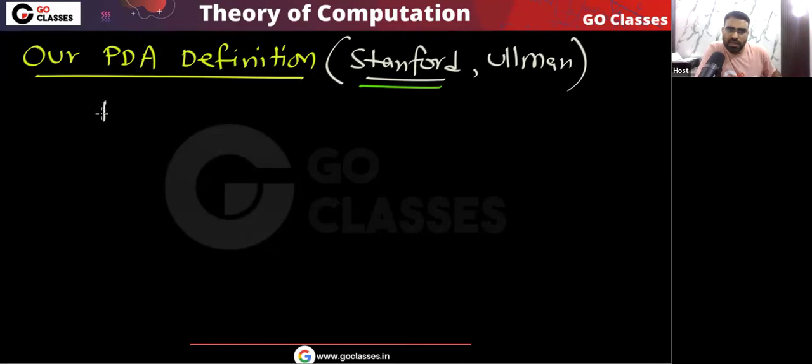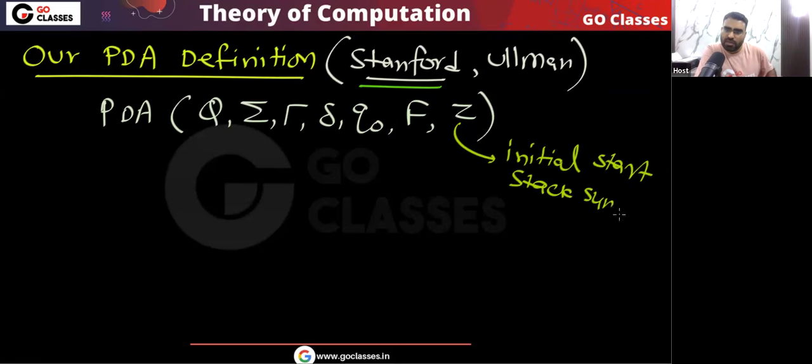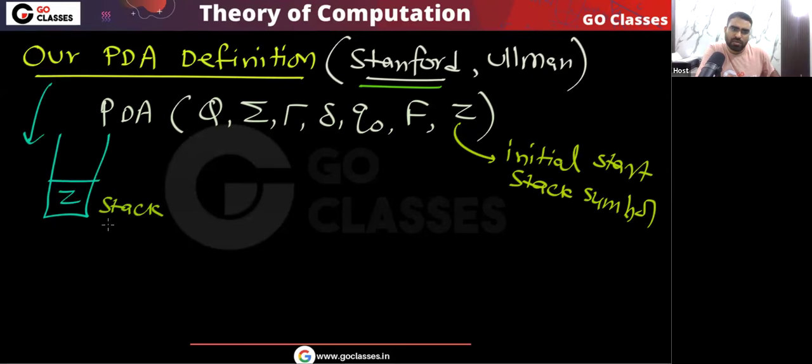In our PDA, we have a set of states, an input alphabet, a stack alphabet, transitions, an initial state, a set of final states, and a start stack symbol. This is the initial bottom of the stack symbol, or the initial start stack symbol. We assume that initially this z is in the stack. This is the initial situation of the stack. Is this clear?